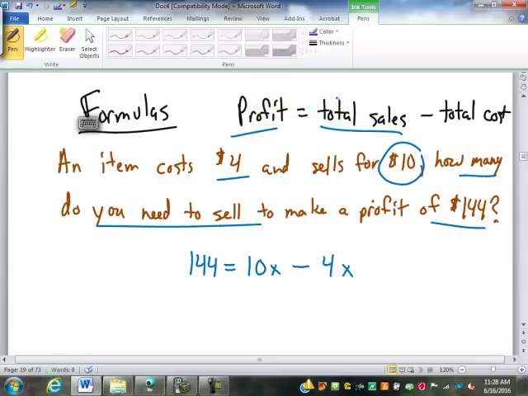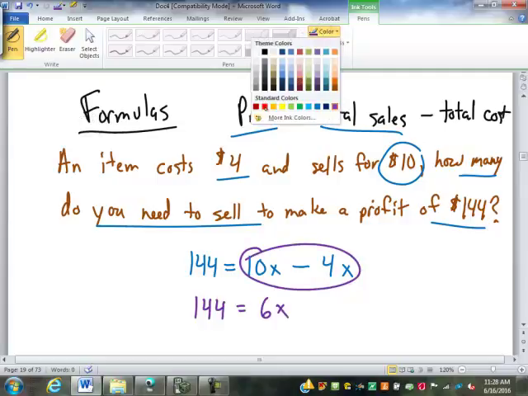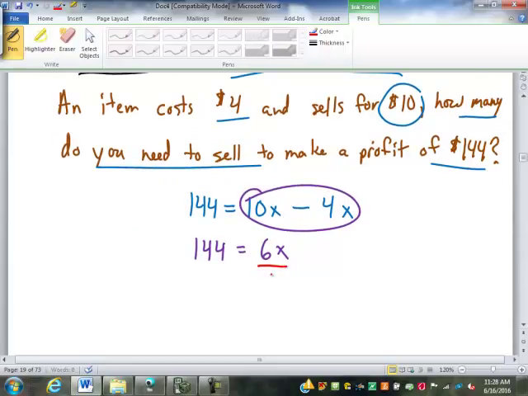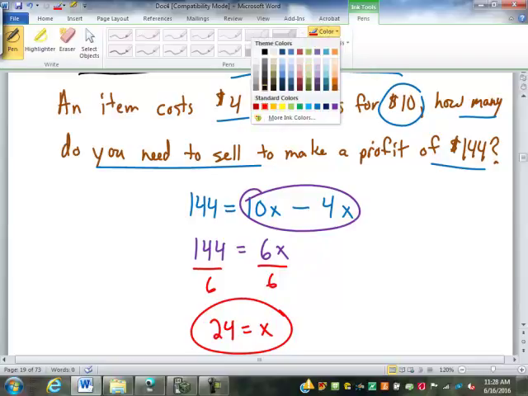What do we do from here? Yeah, 10x minus 4x is 6x. And then divide by 6. So 24 equals x. If we sell 24 items, we'll make a $144 profit.